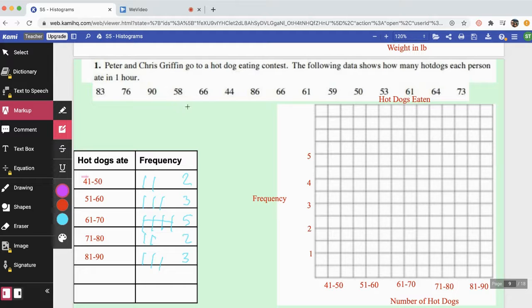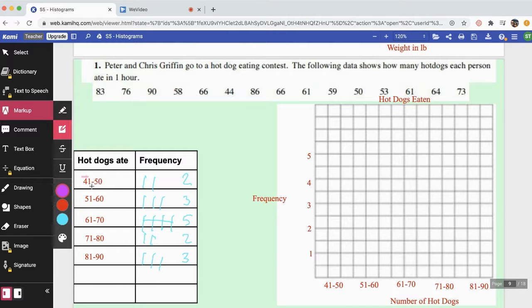But I looked at my data, and it went from 44 hot dogs all the way up to 90 hot dogs. So we had a range of about 40. And so I thought that going by tens was probably a good range. That would give me 4 to 5 intervals. So I started with 41 and went 41 to 50.